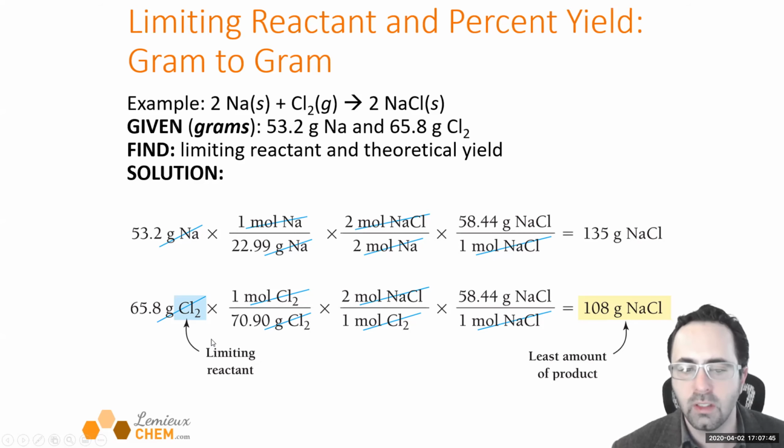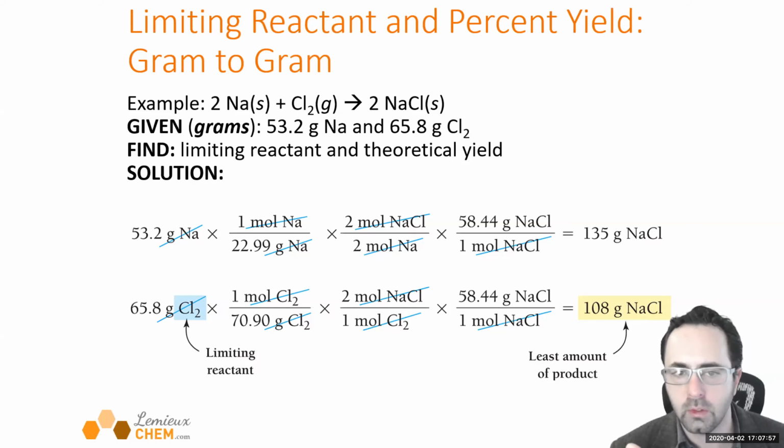To summarize limiting reactant problems, the way you recognize that you have one is that you are given 2 amounts of reactant instead of just 1, like in our normal stoichiometry problems. From there, you do the same 3 steps of stoichiometry that we talked about earlier, but you do it for both of the reactants. Then you find out which one could possibly make the least product, and that's the amount of product that will actually be made. That's your true theoretical yield. 135 grams of sodium chloride won't be made. 108 grams of sodium chloride will. So that is our theoretical yield.